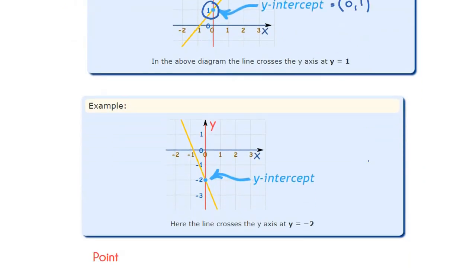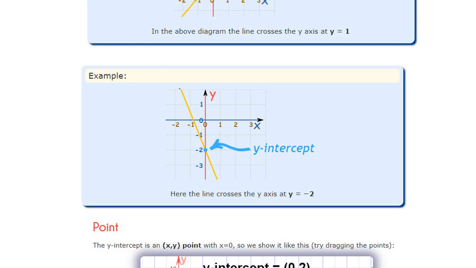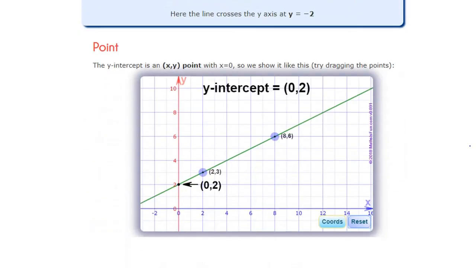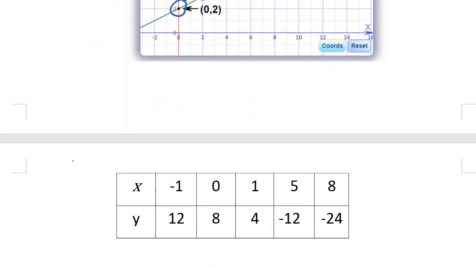Let's have a look at another example. Here we've got a line with a negative gradient, so it's going downhill from left to right. It's crossing the y-axis at -2, so my y-intercept is 0, -2. Look at the third example. Here I've got a line, and it's given us 2 points, 2, 3 and 8, 6. But we need to look at where it crosses the y-axis. It crosses the y-axis at 2, so the point is 0, 2. So that's the y-intercept. Now that's nice and straightforward.